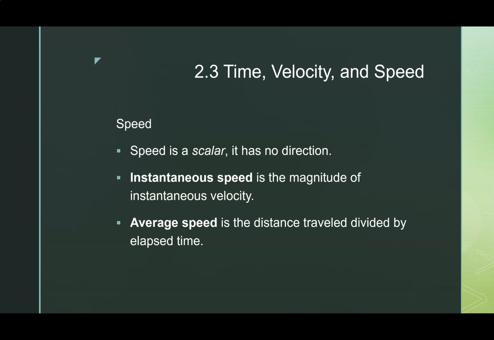Next is going to be our speed. So speed is going to be, like we said, a scalar with no direction. So if I point my radar gun at an object, it'll tell me how fast the thing is moving, but it will not give me any information about direction.